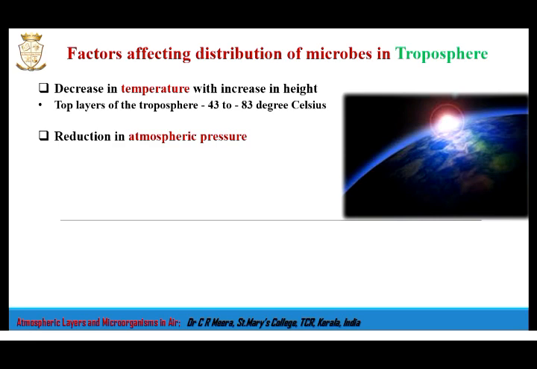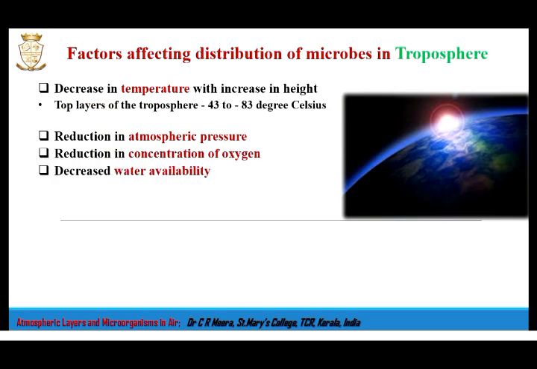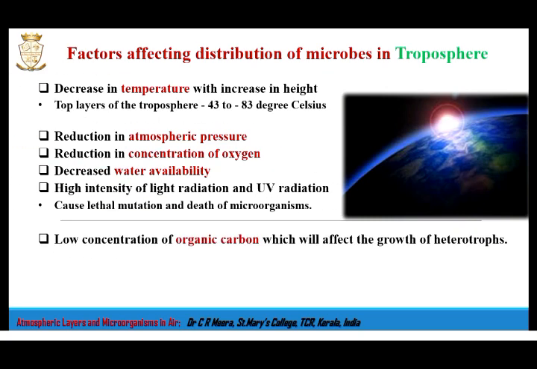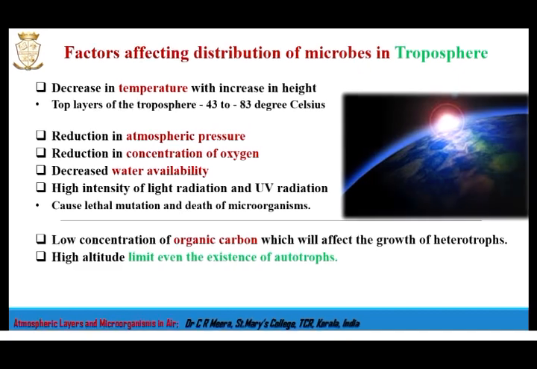As height increases, there is a reduction in atmospheric pressure, concentration of oxygen, and water availability. Microorganisms are also exposed to high intensity of light radiation, and there will be more exposure to UV radiation that may cause lethal mutation and death of microorganisms. Also, a low concentration of organic carbon is found, which will affect the growth of heterotrophs. The physical conditions at high altitude limit even the existence of autotrophic organisms.